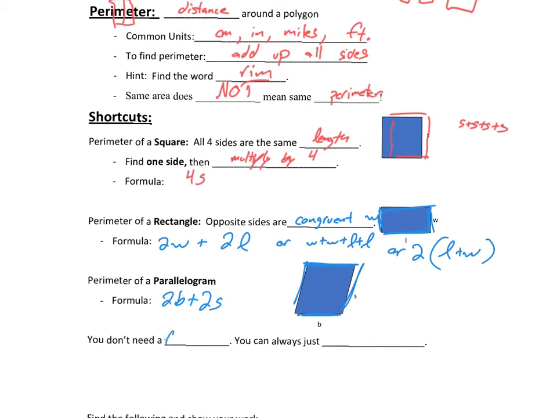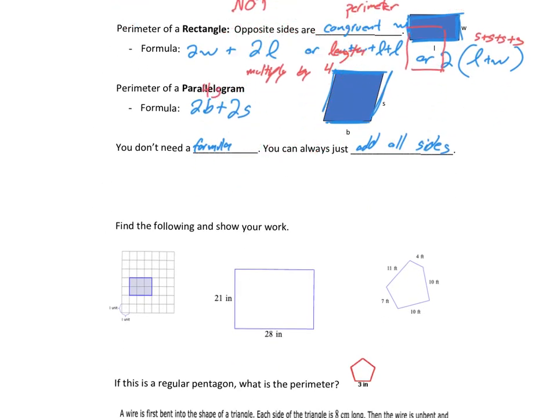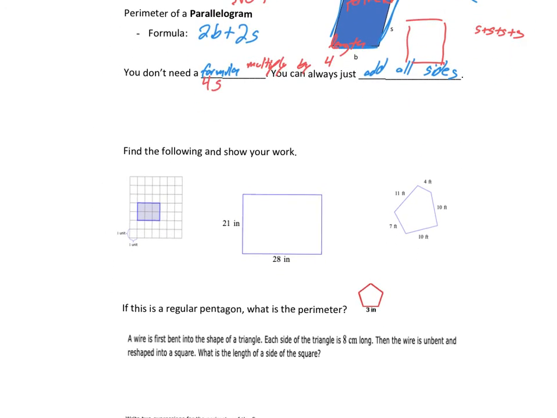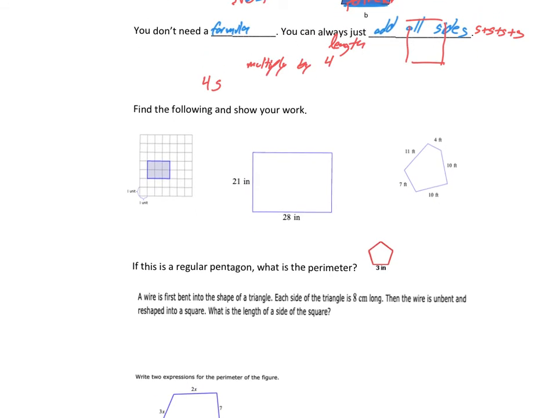Okay. You don't need a formula to find the perimeter. You can always just add all sides. You can use formulas. You don't need to. Okay, don't get caught up in formulas too often. All right, so we're going to find the following, showing our work.